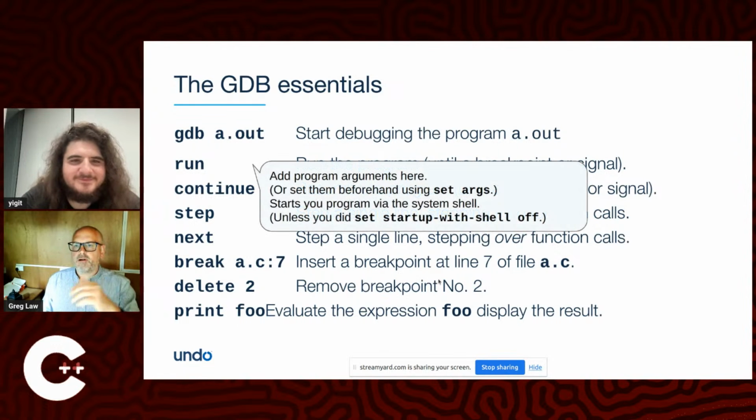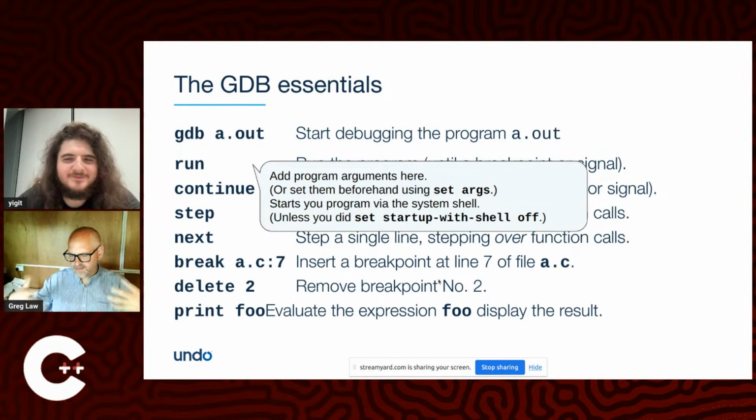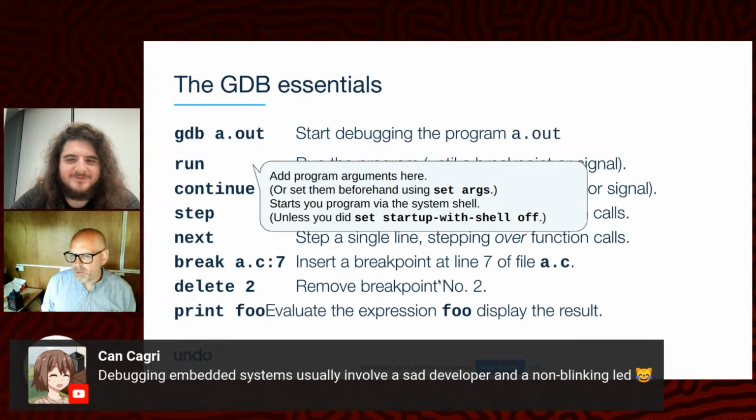So when I run the program, I can put some arguments between the run and after run, right? And those get set as command line arguments to my program. You probably knew that. But I can set them beforehand with set args, and then set args foo will mean that the command line argument foo always gets passed to my program.